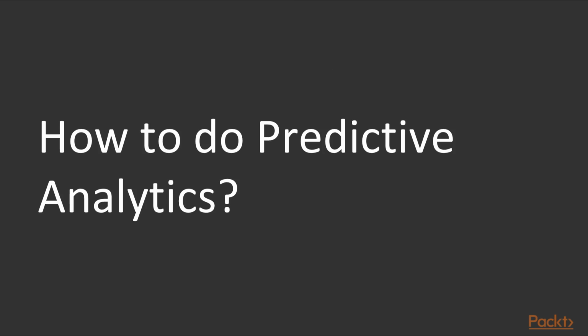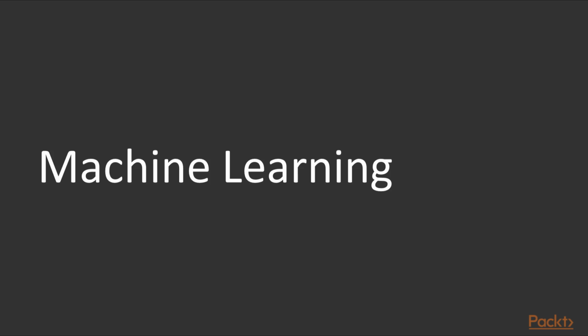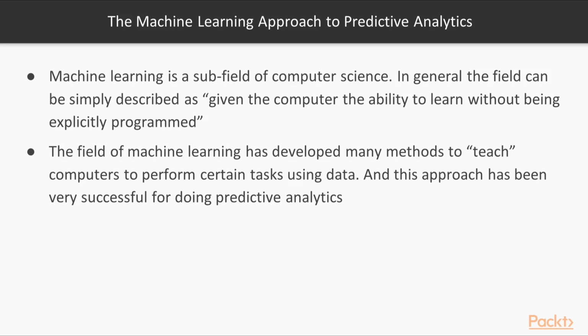So how to do predictive analytics? Well, there are many ways to do predictive analytics, but one of the most successful tools for doing predictive analytics is machine learning. So now let's talk about machine learning. Machine learning is a subfield of computer science and in general can be simply described as giving the computer the ability to learn without being explicitly programmed. The field of machine learning has developed many methods to teach computers to perform certain tasks using data. And this approach has been very successful for doing predictive analytics.